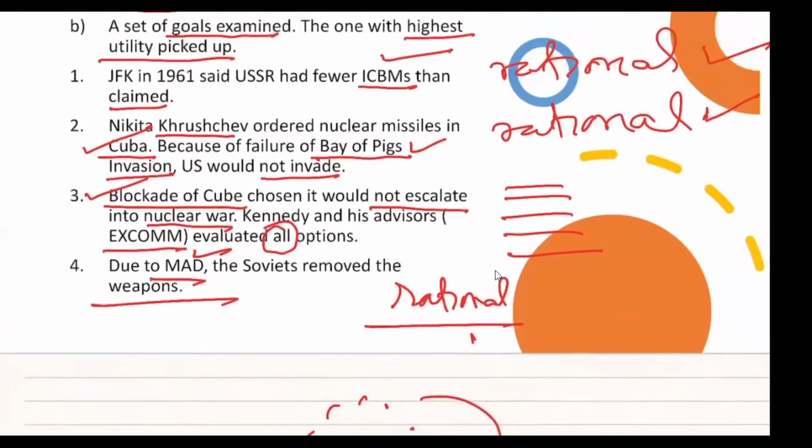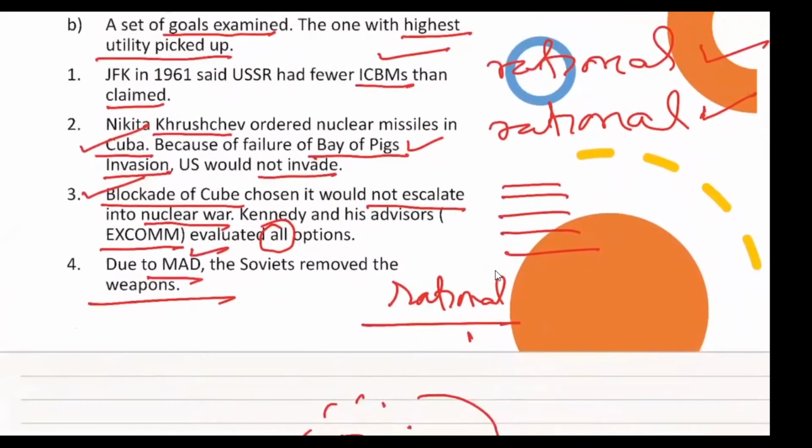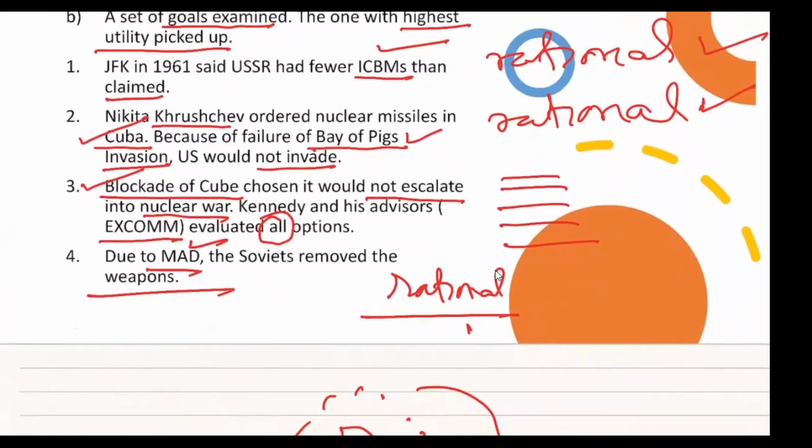So this model explains how USA tried to maximize its self-interest, USSR tried to maximize its self-interest, and finally, why this backing out is in the self-interest of both the nations. Okay, so this is a rational actor model.